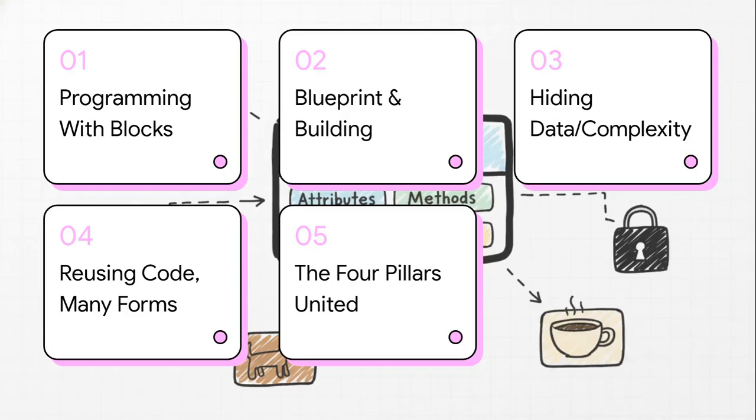All right, so here's our game plan for this explainer. We're going to break it all down. We'll start with the basic building blocks, then get into that core blueprint analogy. After that, we'll see how programmers cleverly hide complexity and reuse their work, and finally, we'll bring the 4 central pillars of OOP all together.